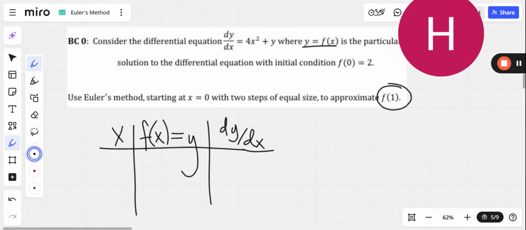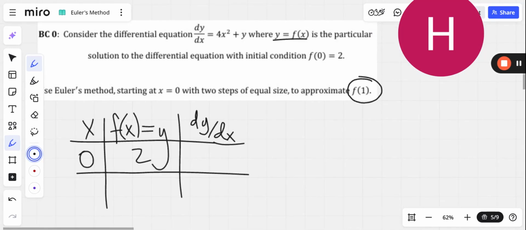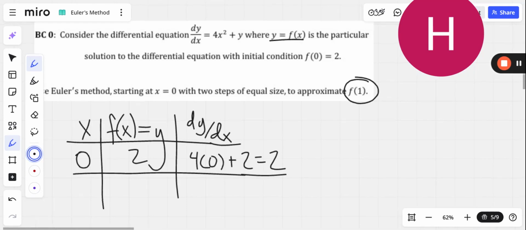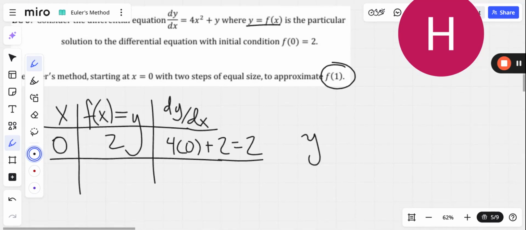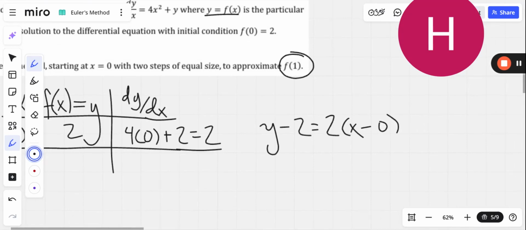So let's start with what we know. We know that f of 0, for example, is 2. And then we can calculate what the slope would be there so that we can write a tangent line at that point. So we're going to say that dy dx equals 4 times 0 squared plus y. So our derivative at that point is 2. Therefore, we can make an equation of tangent line, y minus 2 equals 2 times x minus 0, or if you just want to call it x, that's fine.